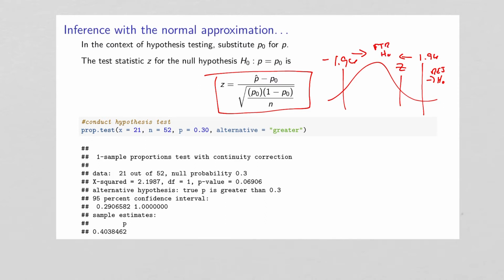And what did we get here? 95% confidence interval. So we're saying that we are 95% confident that in the population, the response is between 0.29 and 100%. Okay, but the alternative here is greater. Right, so pay attention to those little details. Remember, our alternative is that p is greater than 30%.